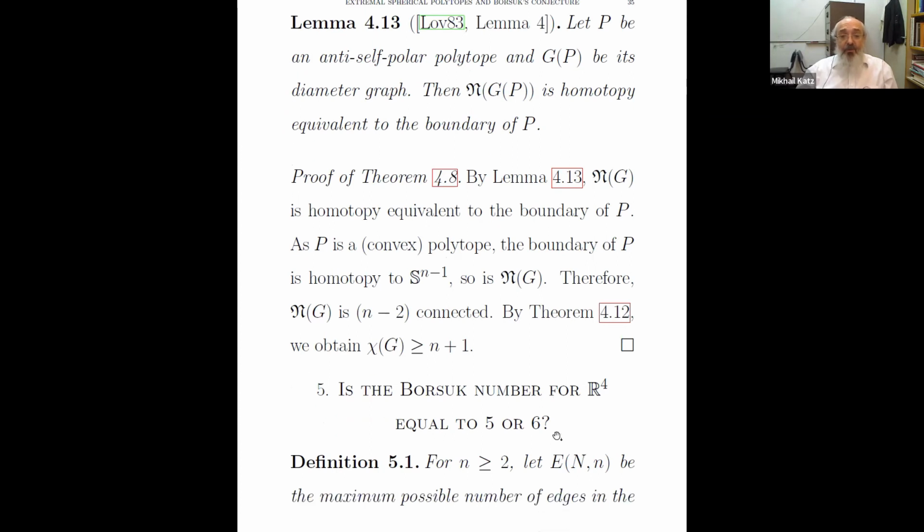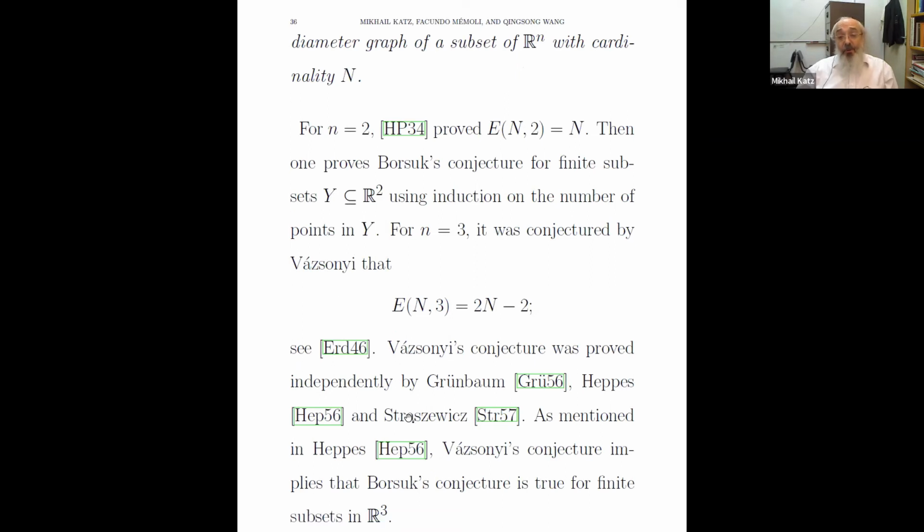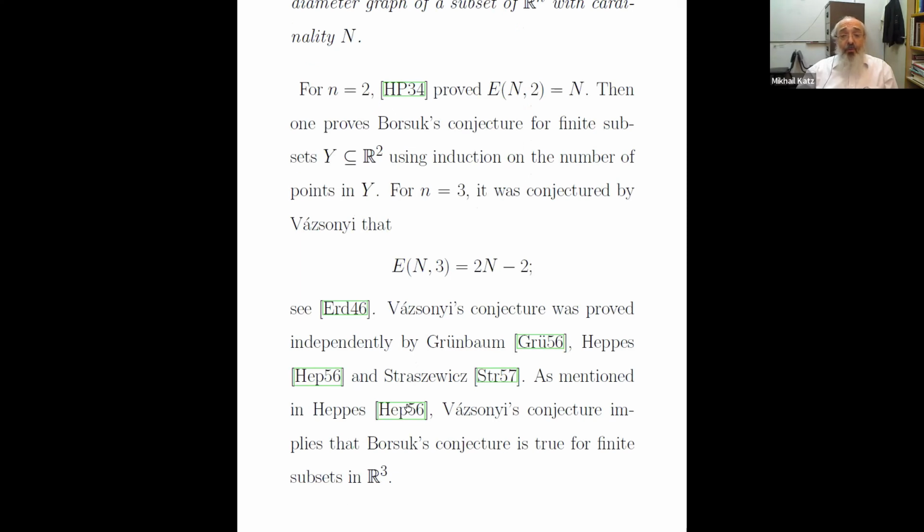So there's a Vázsonyi bound here. Let's denote by capital E of n, let's say in R2, the maximum number of edges in the diameter graph of a set with capital N points. It's easy in the plane to show that this number is equal to n. In R3, it's equal to 2n minus 2. This was conjectured by Vázsonyi and proved by Grünbaum, Heppes, and Straszewicz. And Vázsonyi's conjecture implies Borsuk's conjecture. So Vázsonyi's conjecture seems to be closely related to Borsuk's conjecture.